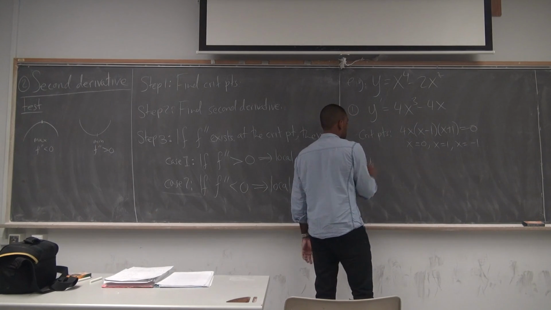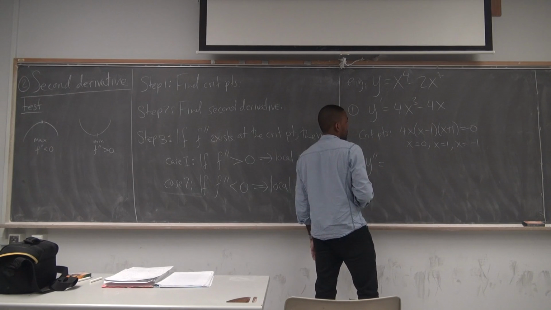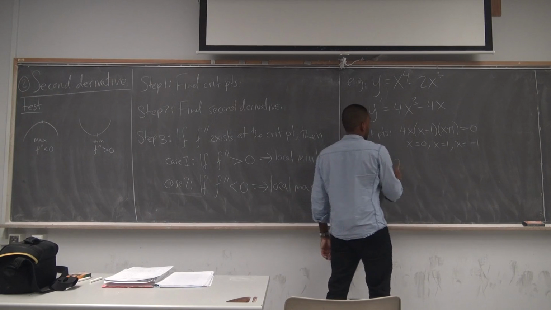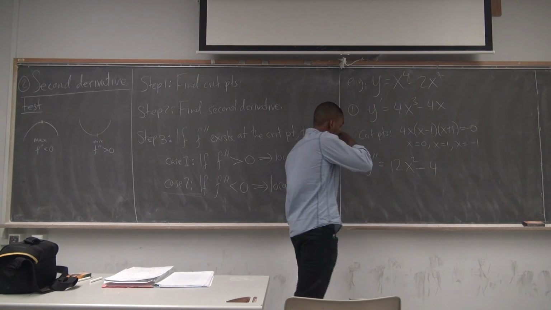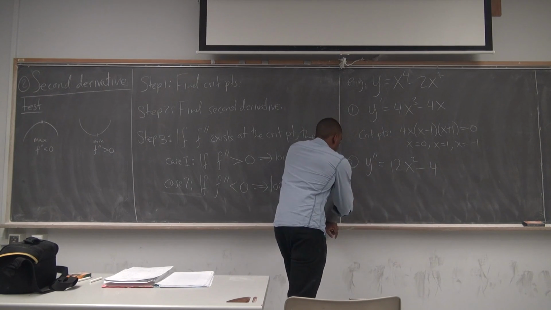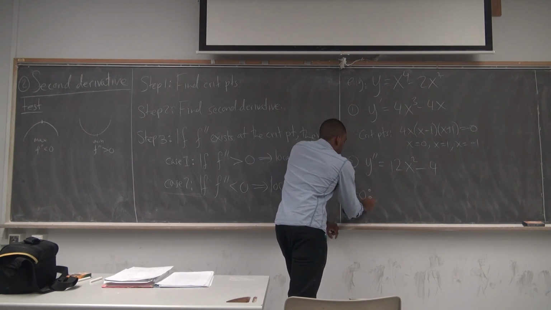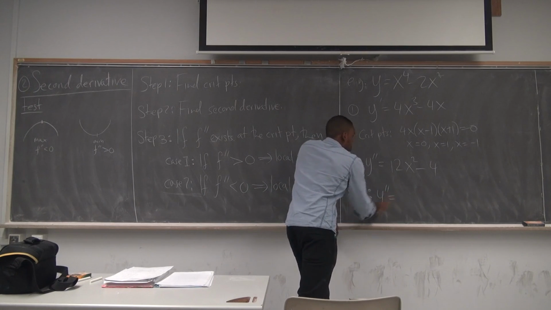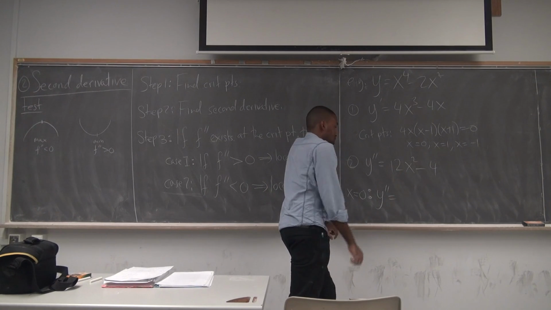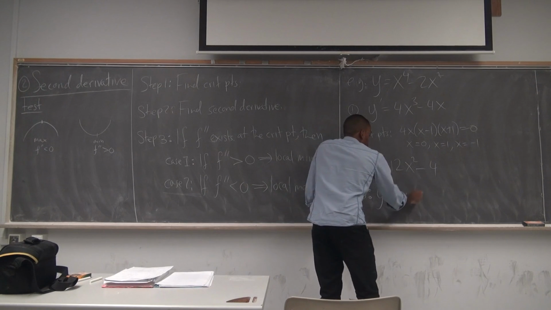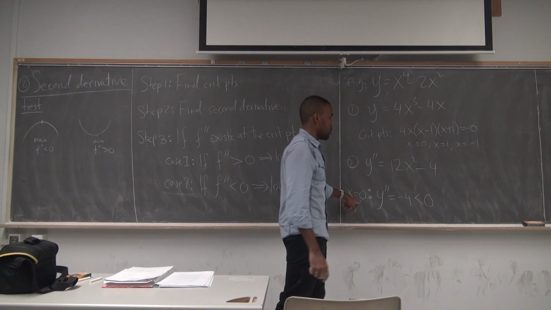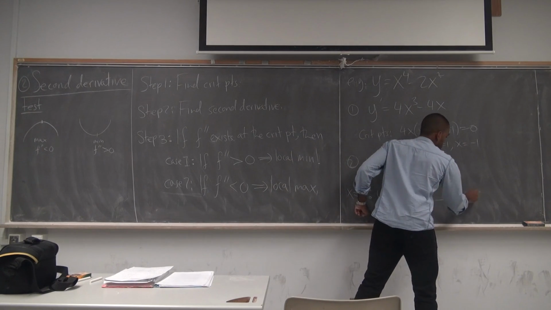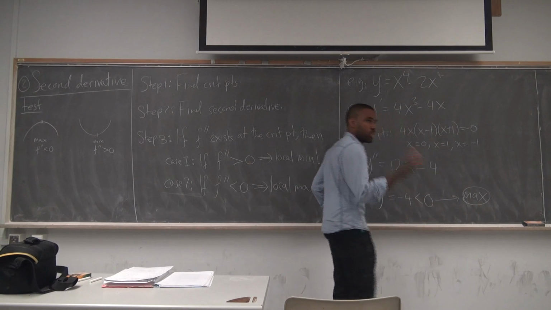So step two, I'm going to find the second derivative, which is? What's the second derivative? 12x squared minus 4. Now what I'm going to do is plug these guys in. Now if x equals 0, my second derivative equals, plug in 0, negative 4, which means it's negative, right? So my second derivative is negative at x equals 0, which means maximum, right? Which agrees with the previous test.